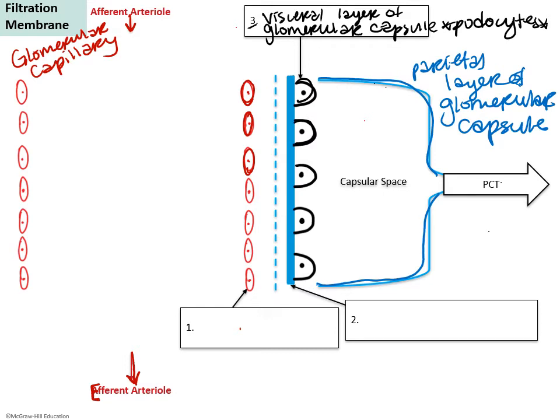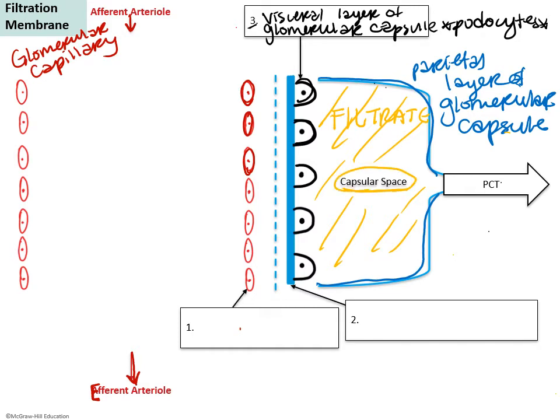So that space that we form in between the parietal and visceral layer of the glomerular capsule is right here, that capsular space. So everything that we're going to contain in this space is going to be called filtrates. So we're going to be filtering stuff from these glomerular capillaries into the capsular space.